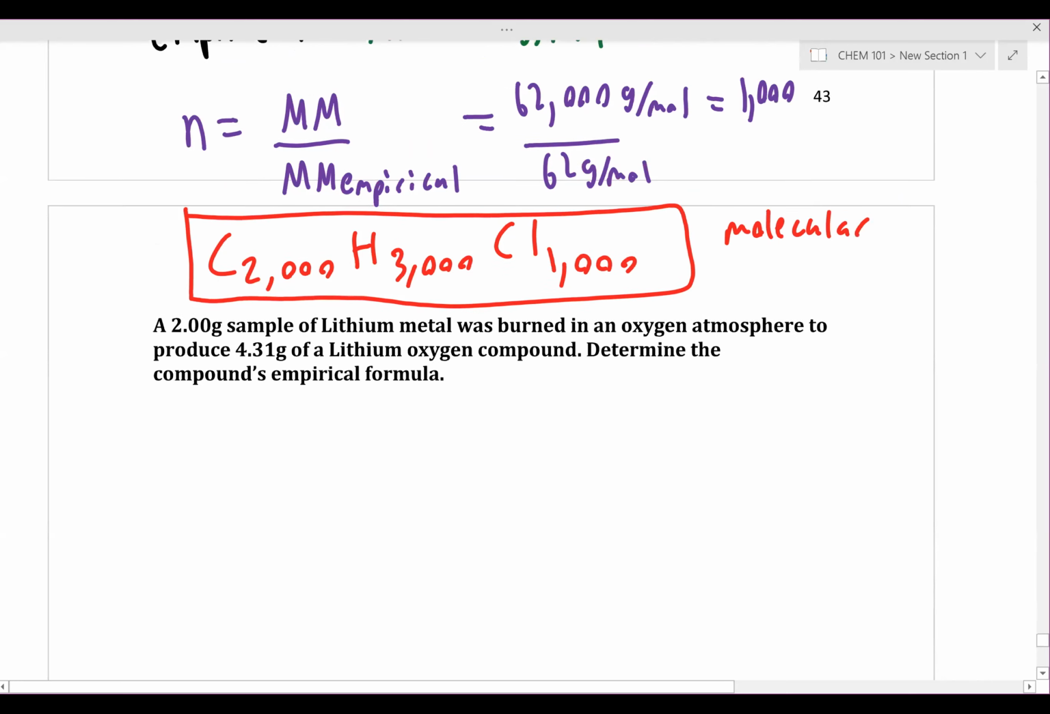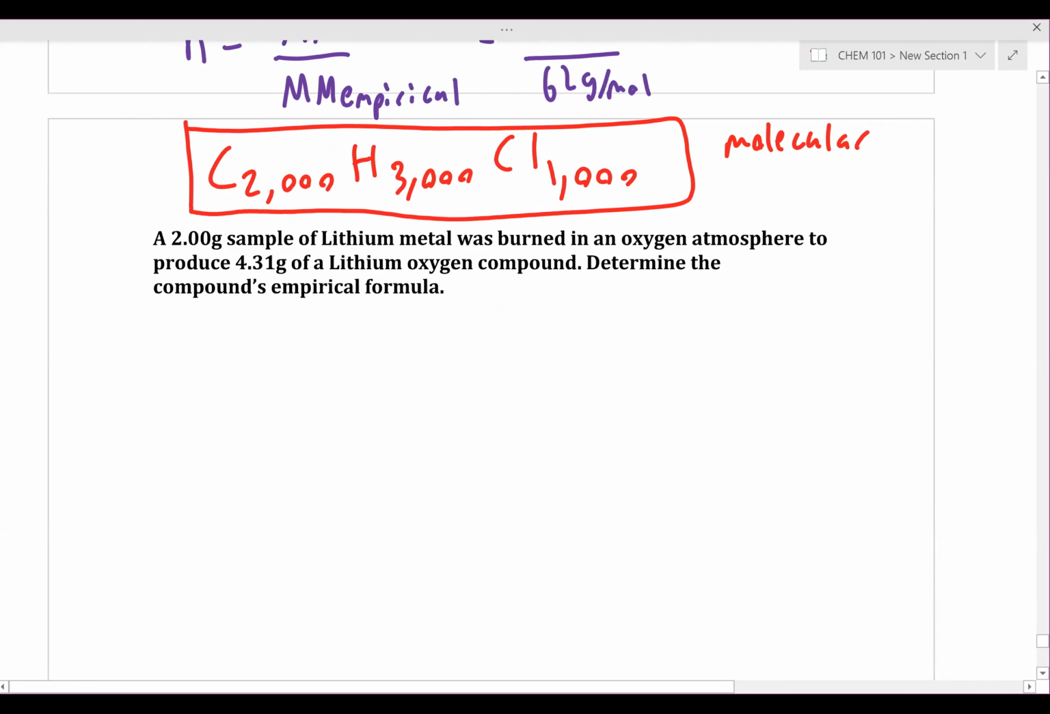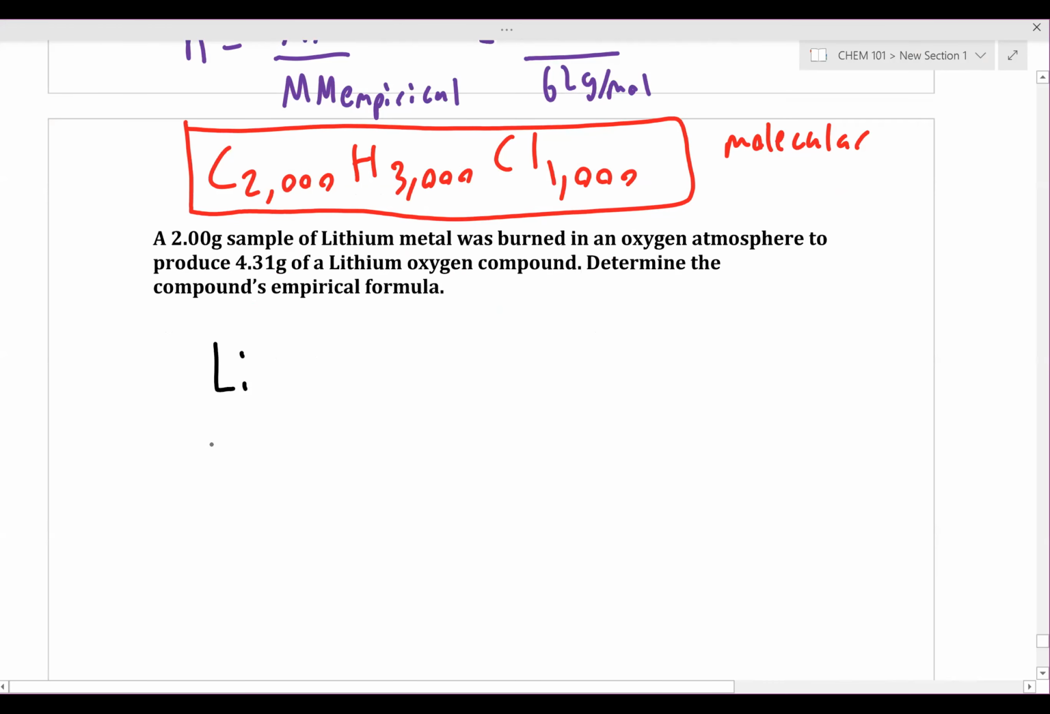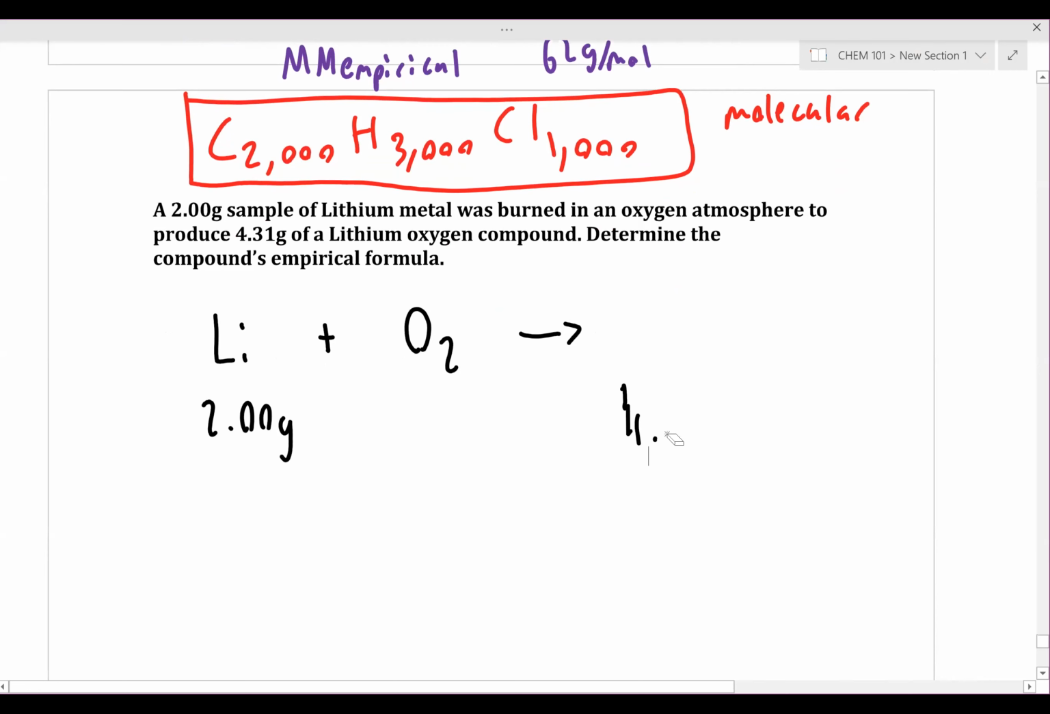So we're going to start the setup for this problem together, but I'm going to have you finish this problem on your own. So we took a sample of lithium metal. We took 2.00 grams of lithium metal and we burn it in the presence of oxygen. That in turn gives us 4.31 grams of a compound containing lithium and oxygen. And what I want from you is to be able to determine the empirical formula of this lithium and oxygen containing compound.